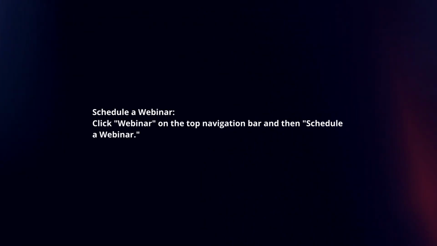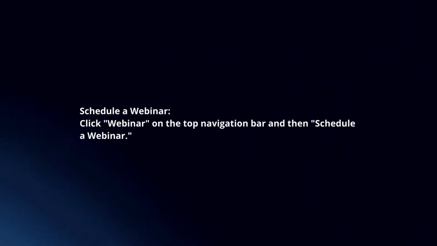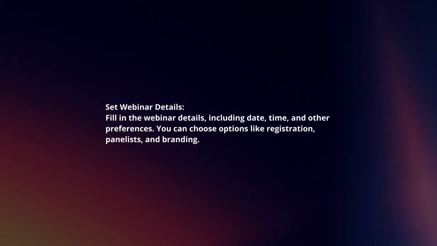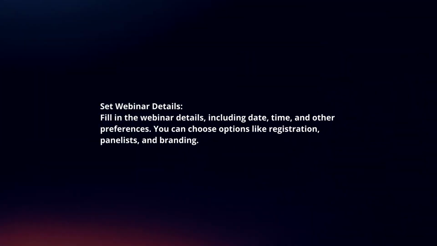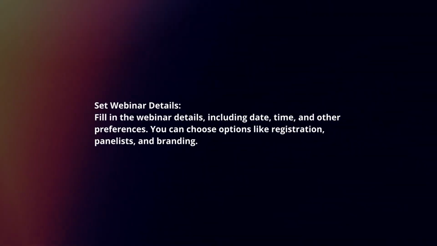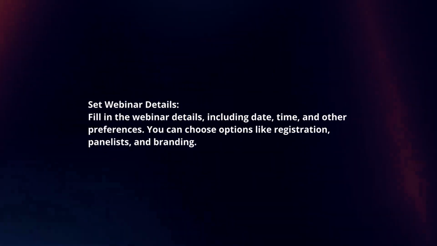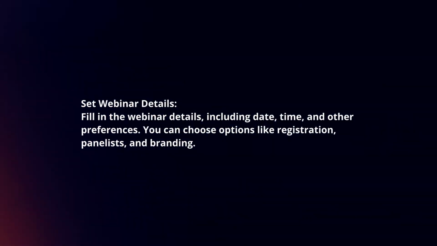Schedule a webinar. Click webinar on the top navigation bar and then schedule a webinar. Set webinar details. Fill in the webinar details, including date, time, and other preferences. You can choose options like registration, panelists, and branding.